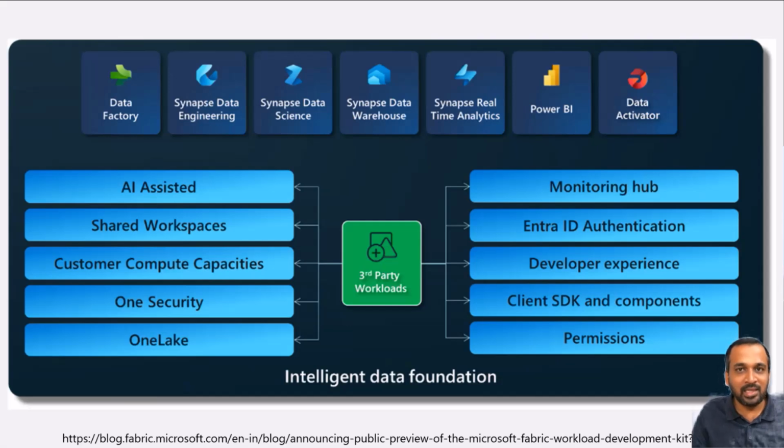So we can also add those third-party workloads into Fabric. We can also directly purchase from them if we want a customized solution. There are a few available now. There are still new things in the market, so more will come in future, like how we have 100-plus connectors and 100-plus visuals in Power BI.